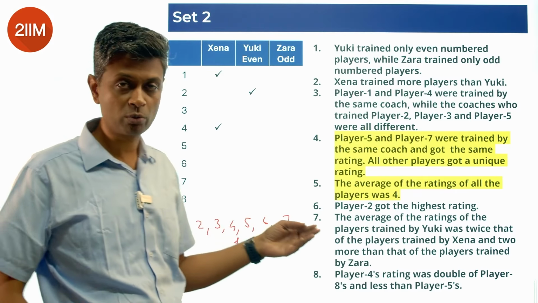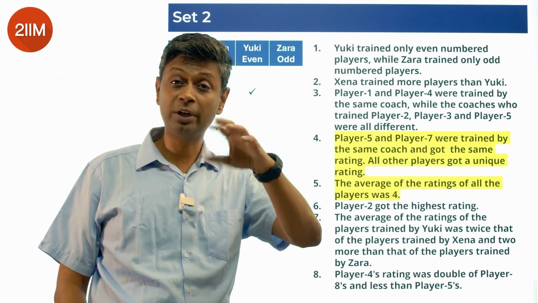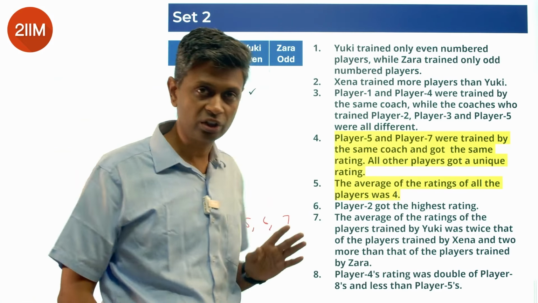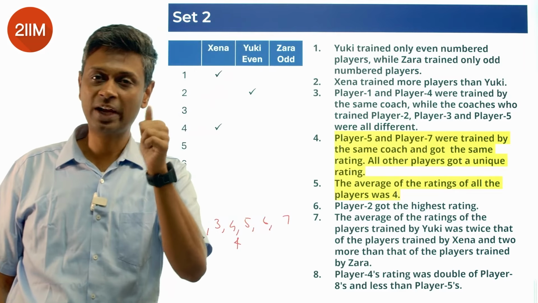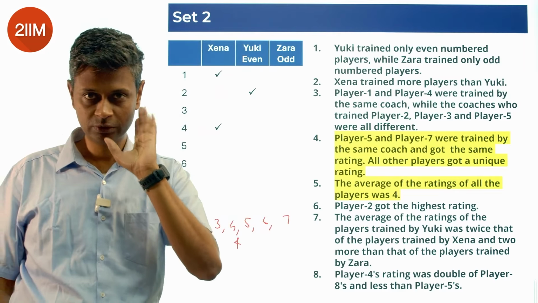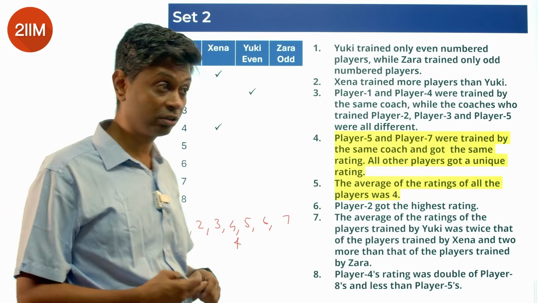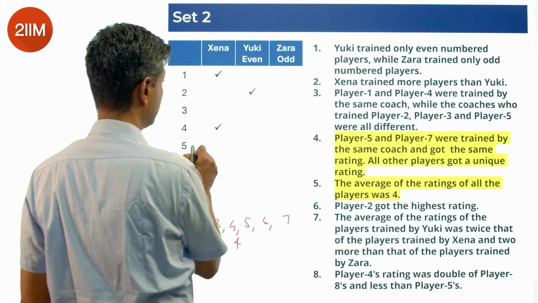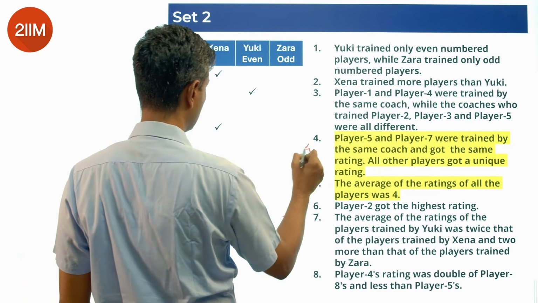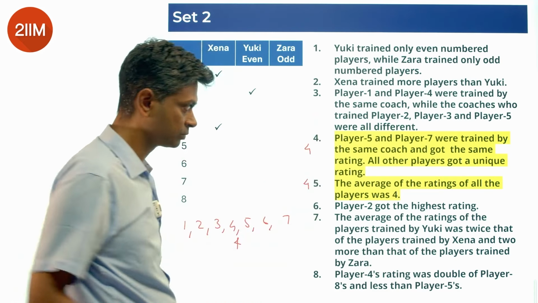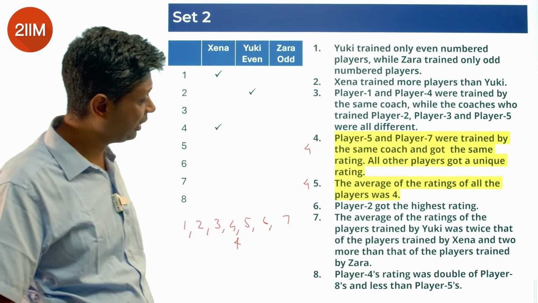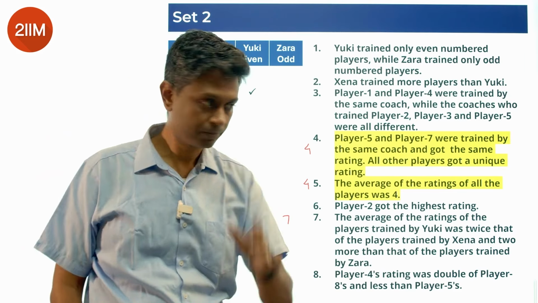1 plus 2 plus 3 plus 4 plus 5 plus 6 plus 7 is 7 into 8 by 2, 28. Plus 4 is 32. Average rating is 4, 8 people, total should be 32. And so the repeating number is 4. So player 5 got a rating of 4, 7 got a rating of 4. Both are being trained by the same coach. Nice.